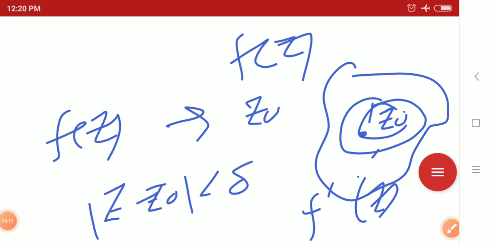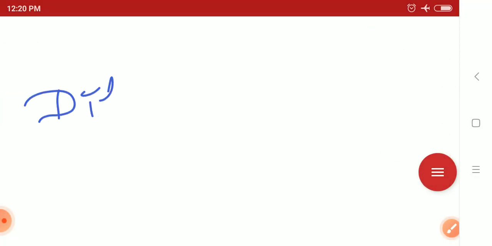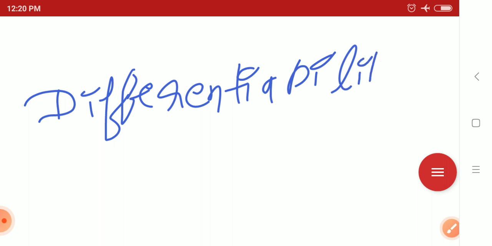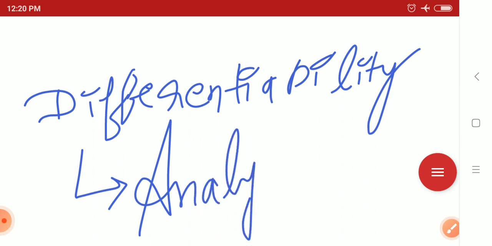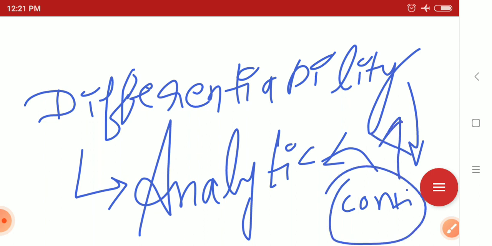And I am again saying that it is a property of a region. So that is actually analyticity or analytic functions. That means if differentiability exists, then the function will be analytic. Differentiability implies continuity, but the reverse is not true. Continuity does not necessarily imply differentiability.